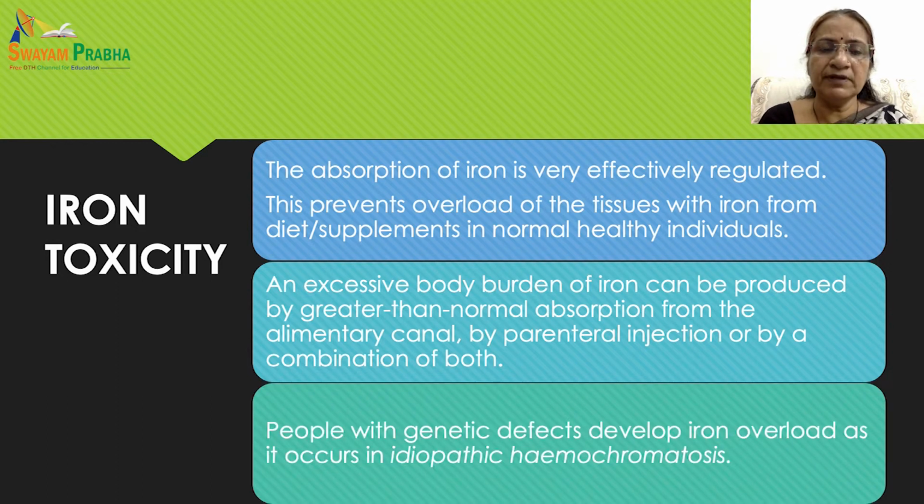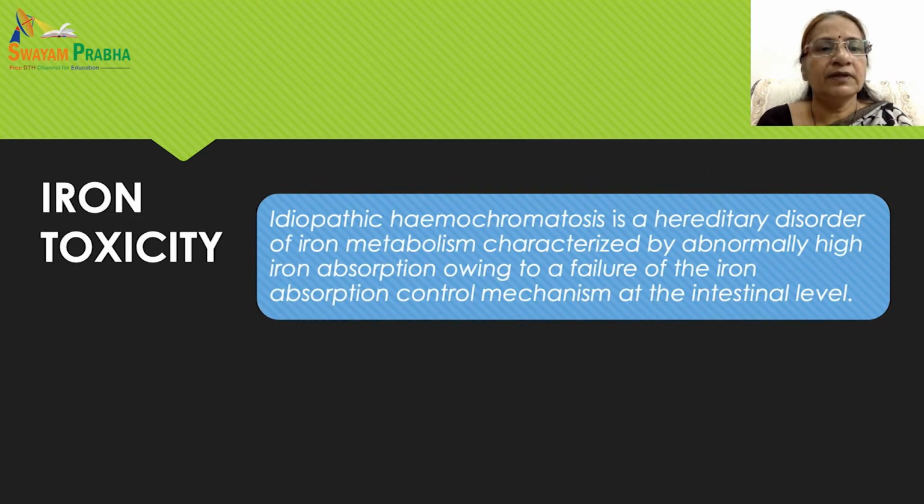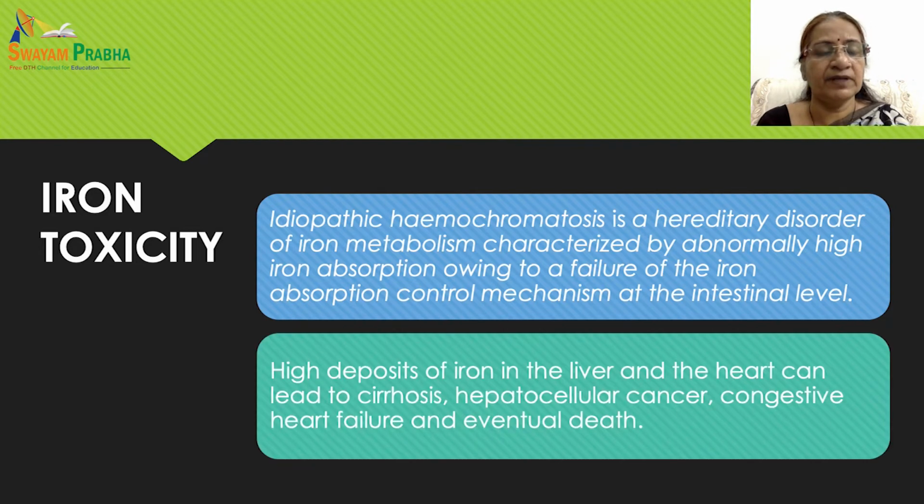For instance, people with genetic defects develop iron overload as it occurs in idiopathic hemochromatosis. Idiopathic hemochromatosis is a hereditary disorder of iron metabolism characterized by abnormally high iron absorption owing to a failure of the iron absorption control mechanism at the intestinal level. High deposits of iron in the liver and the heart can lead to cirrhosis, hepatocellular cancer, congestive heart failure, and eventual death.